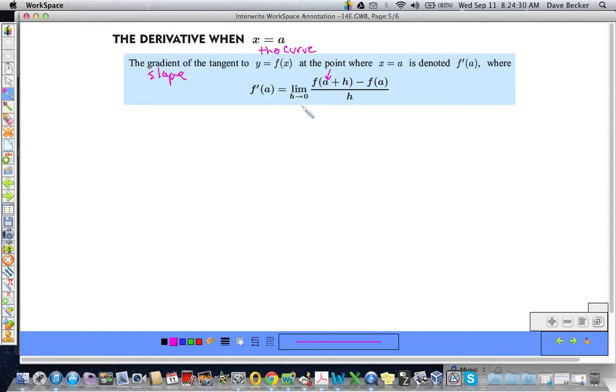Big lesson here. The derivative gives you the slope, which is a value, of the tangent to the curve. Say it with me: the derivative is the slope of the tangent to the curve. You've got to remember that slope is a value. If I say, what's the derivative? You're going to say, slope of the tangent to the curve.